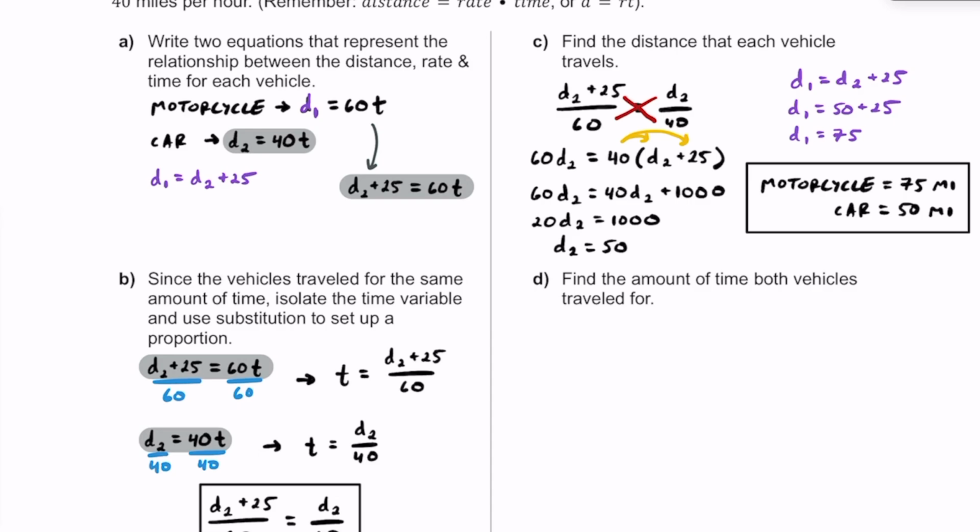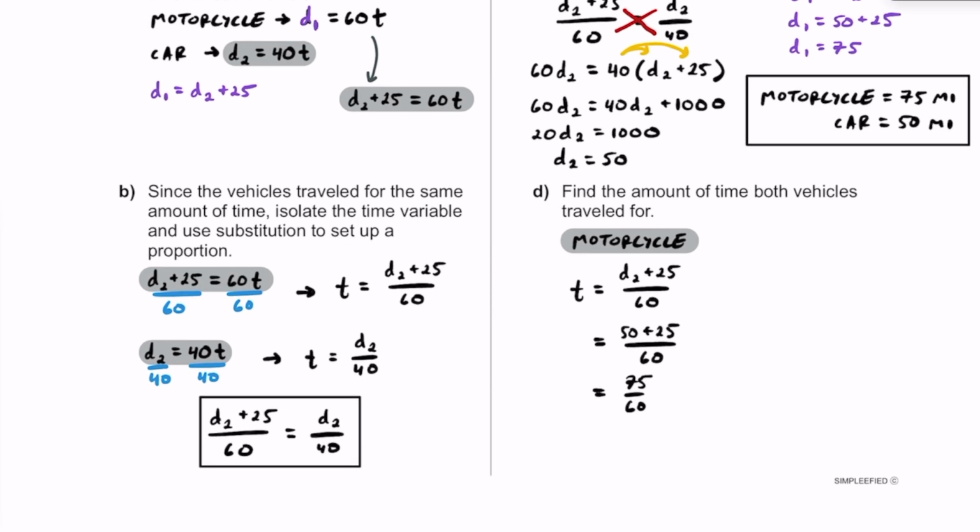All right, finally for part D, let's find out the amount of time both vehicles traveled for. This was our time equation for the motorcycle, and we actually know what this d2 represents now. So we can figure out the time here. d2 we knew was equal to 50. So if we substitute in 50 plus 25, divided by 60, this would end up being 75 over 60, which we knew was going to be the distance over the rate. In 75 divided by 60, we can divide both by 15. That would be 5 over 4, which is basically just 1 1/4. So that's going to be 1 hour and 15 minutes.